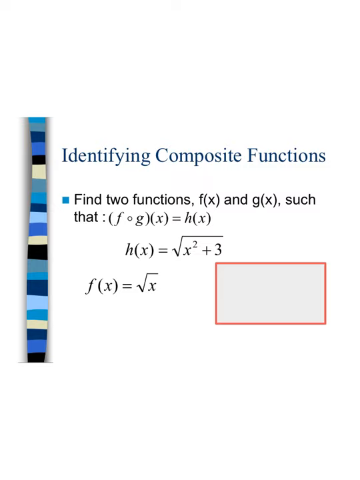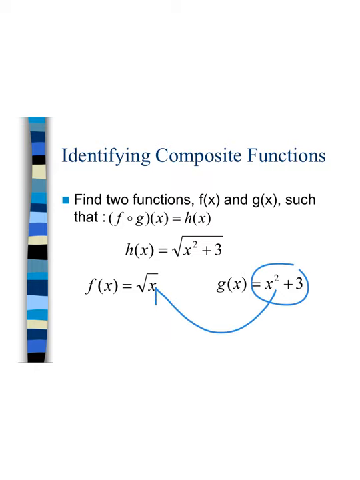Now, again, I have to identify what do I plug into my x to get my x squared plus 3. And since we set it up in this form, I can say that g of x has to be exactly that. It has to be x squared plus 3. That way, if I take my g expression and I plug it into my f, I do get my h, which is the square root of x squared plus 3. So it's kind of a nice way to be able to check our answers.